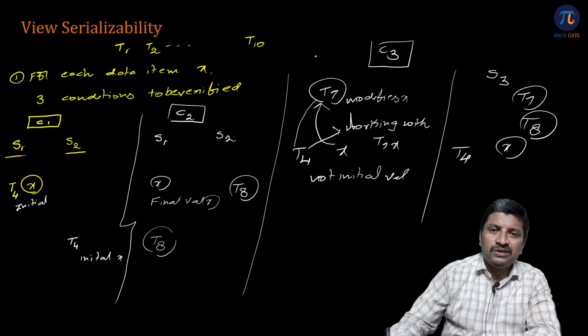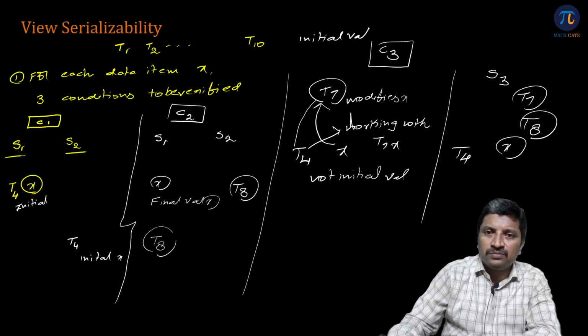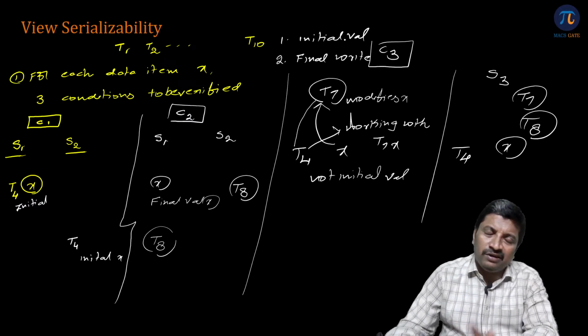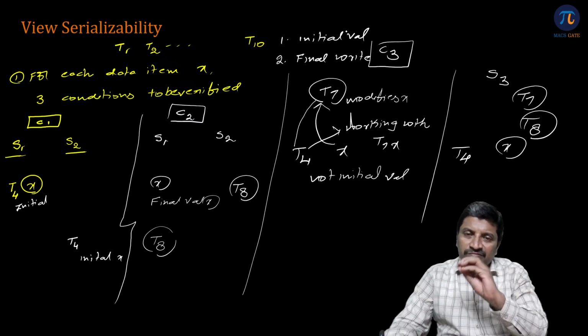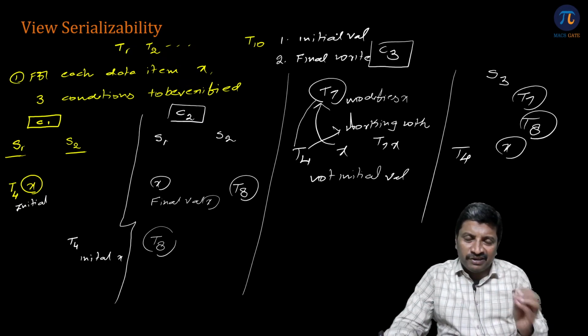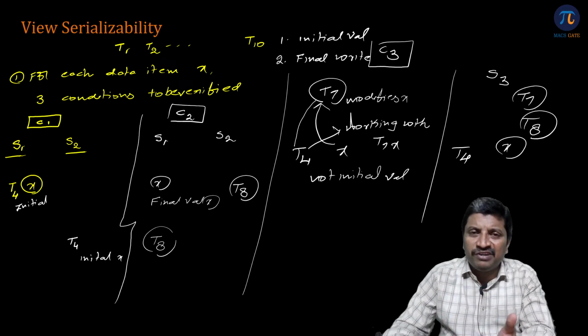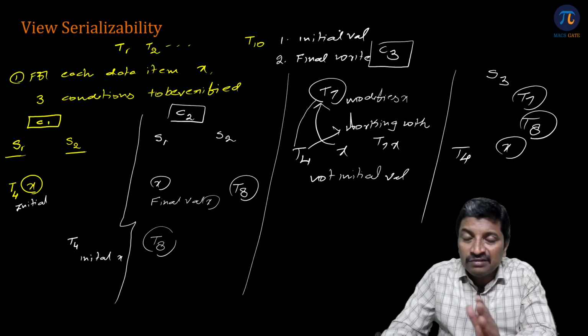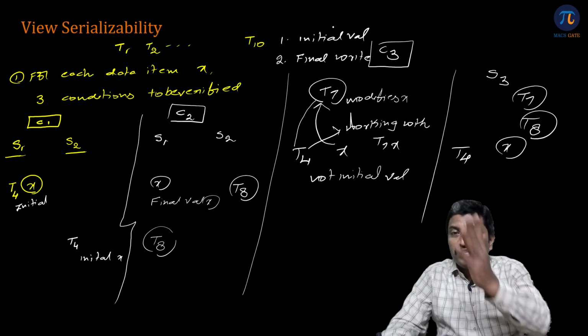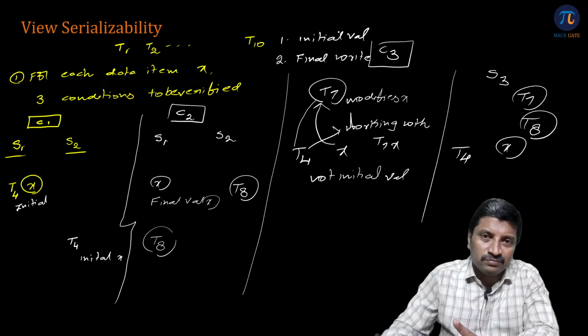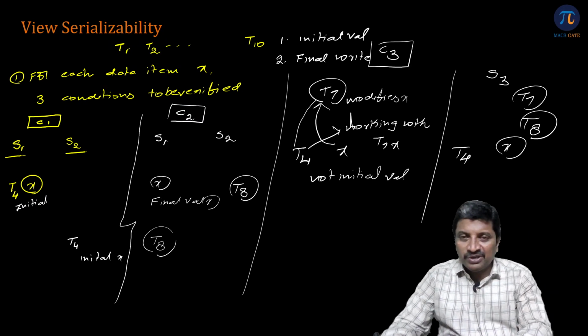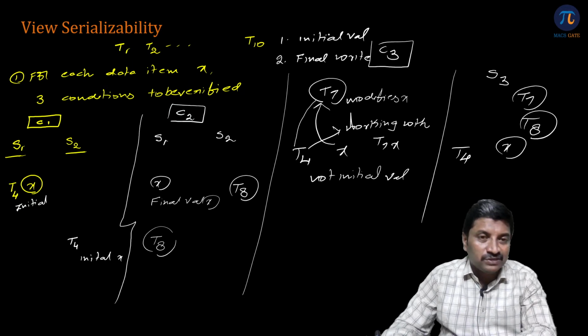Three possibilities. What is the initial value? Who is the final write? These two are very clear. A transaction reading the initial value should happen in both. Final write: suppose T10 is the final write, it should happen in both. Modified value: for T4, who is the supplier? The same supplier should supply in both. Right? So let me give one example to have more clarity on this.